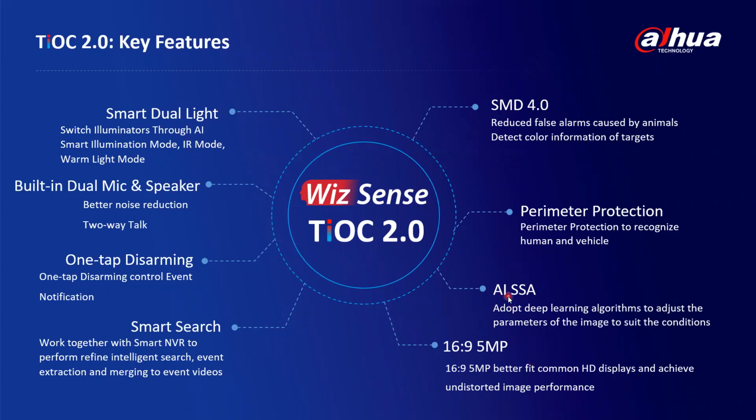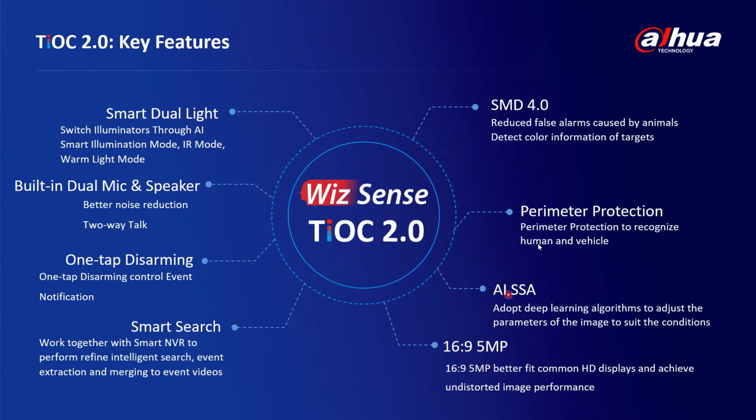So apart from that, there's this other artificial intelligence self-scene adaptation. This is basically a way of adopting these deep learning algorithms to adjust the parameters of the image to suit the conditions where the camera has been installed. So in this case, if, for example, the environment is a little bit foggy or maybe smoky, the camera will still adapt to those changes and ensure that it provides you with better images and videos at any other time.